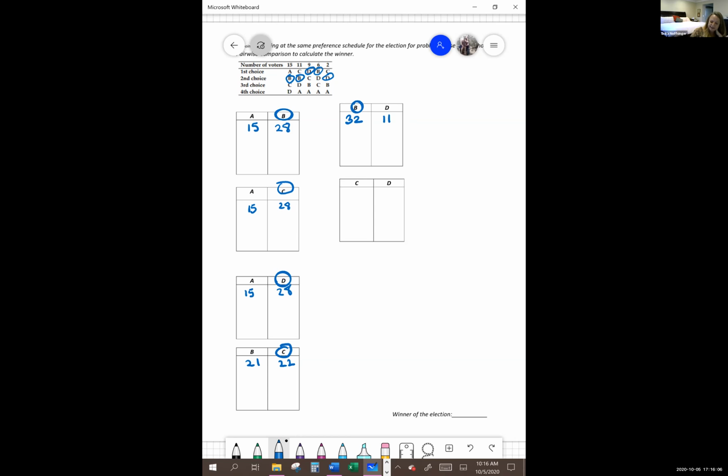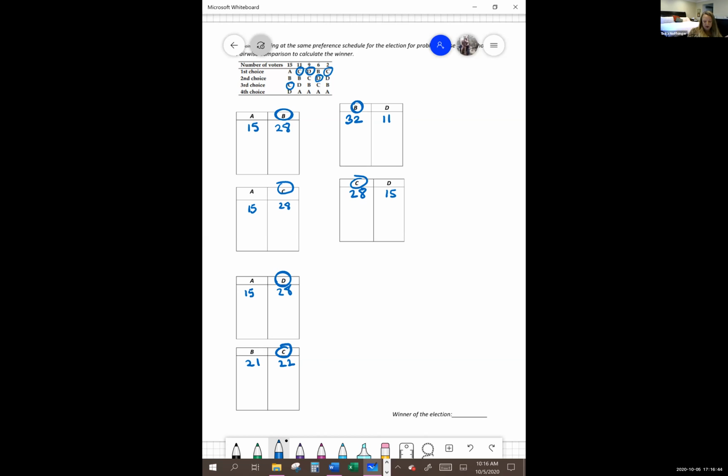Last one, C versus D. C is the winner in the first column, C is the winner in the second column, D is the winner in the third column, D is the winner in the fourth column, and C is the winner in the fifth column. So calculating C, 15 plus 11 is 26, 26 plus 2 is 28. And the remaining is 9 plus 6, which is 15. When you sum both of these, they should all add up to the total number of votes, 43.